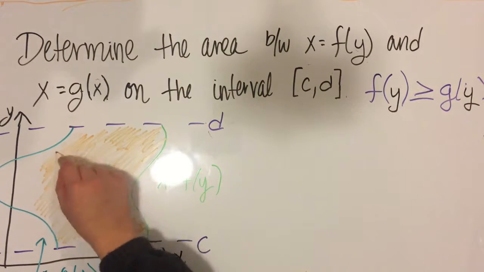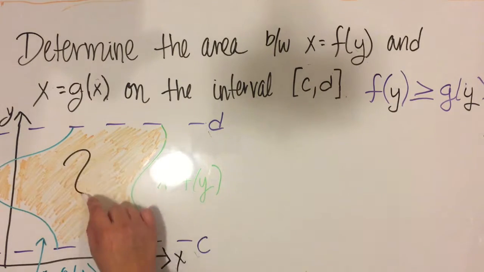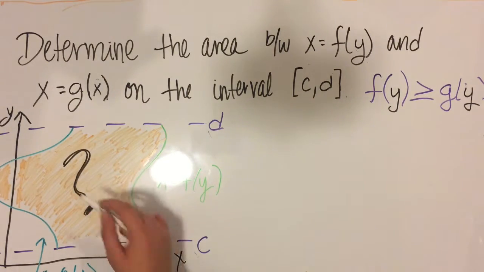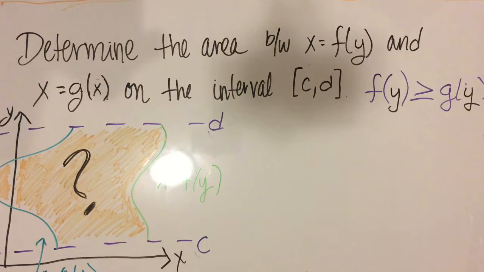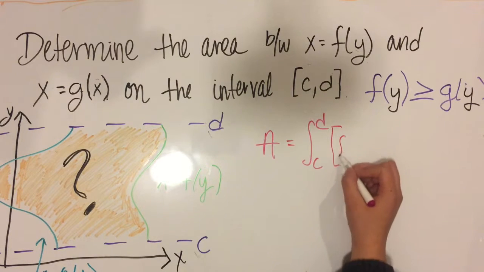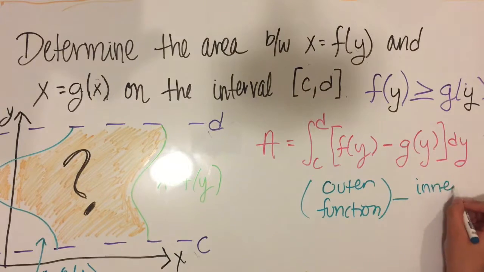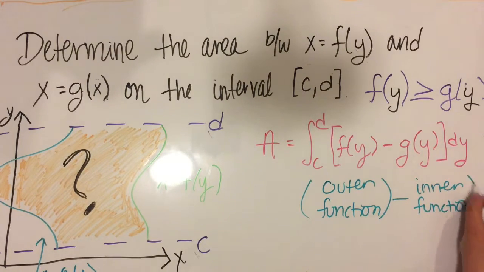Here is another case, except the graph is in terms of y. As you can see here, f of y is the outer function and g of y is the inner function.